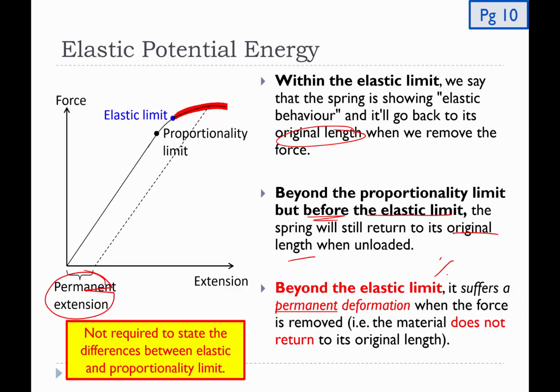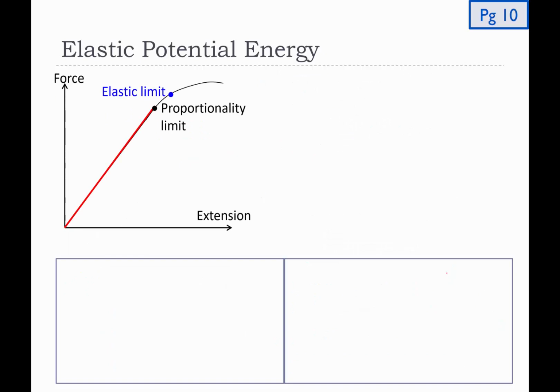This point, that beyond the elastic limit the spring suffers a permanent deformation, is much more important to actually understanding the differences between the elastic and proportionality limit. Because for the purpose of A-level, these two points, like I mentioned just now, will normally not be differentiated and will just be applied as if they are the same point. So let's understand how work done applies in this case as well.